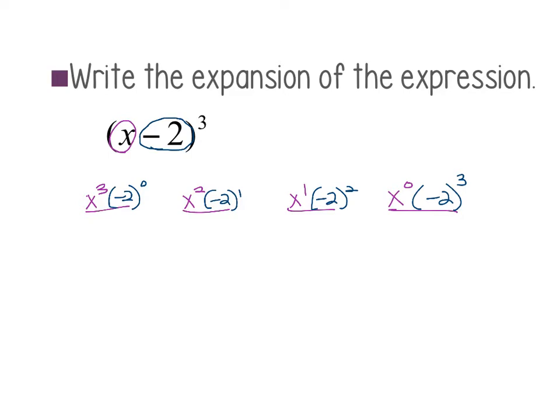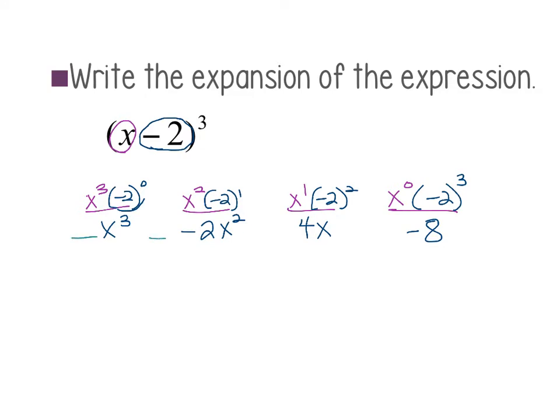So I can already start to simplify it. I could say that this would be negative 2 to the 0 is what? 1, so this is just x to the third. Negative 2 to the first times x squared is a negative 2x squared. Negative 2 squared is 4 times x to the first is 4x. Negative 2 to the third is negative 8. X to the 0 is 1, so this is just negative 8. With me so far?